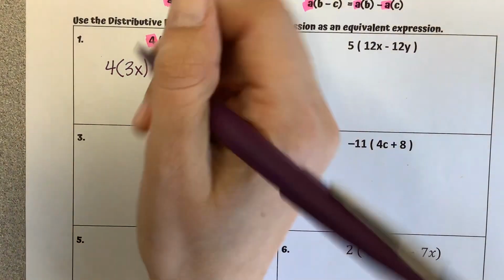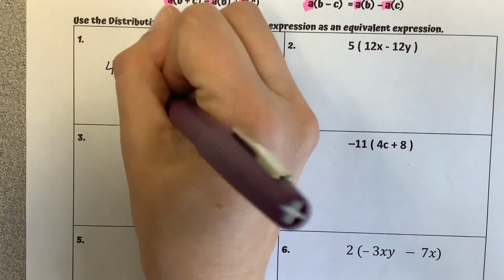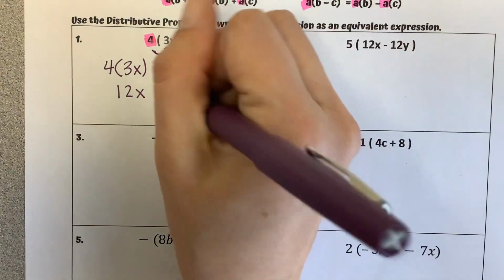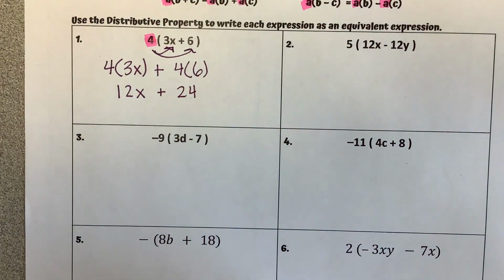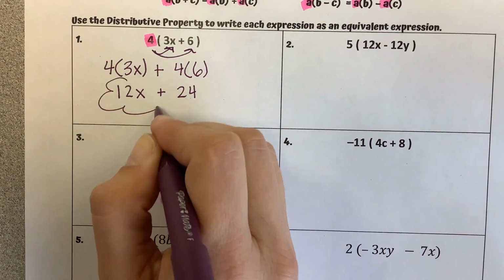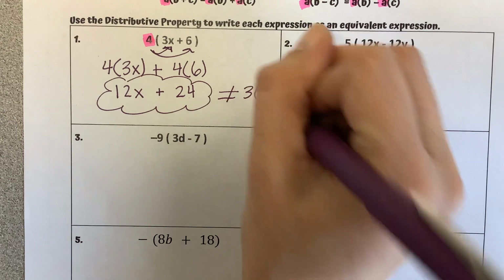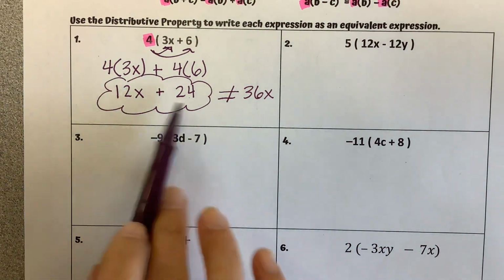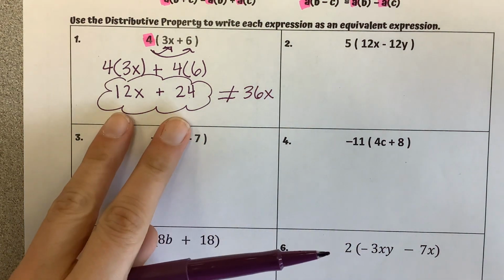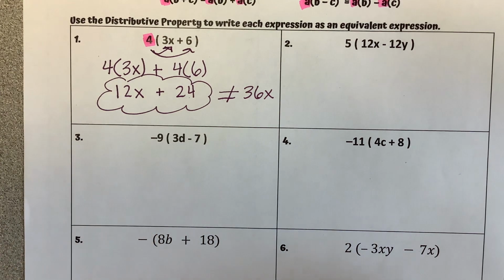4 times 3x is 12x plus 4 times 6 is 24. And this is as simplified as we can get. This does not equal 36x. That is not accurate. These aren't like terms. They can't be combined. It stays as 12x plus 24.